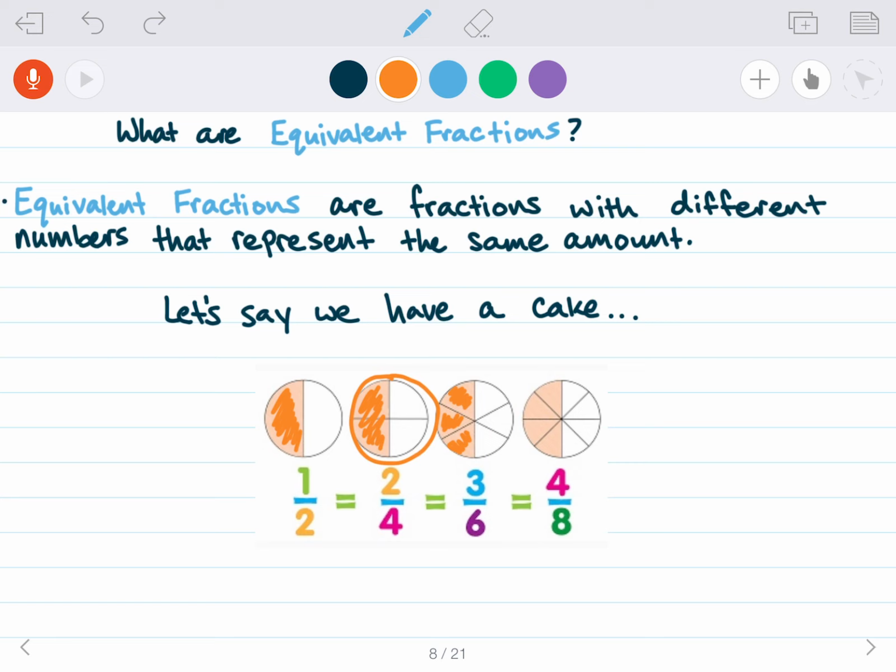And same thing on this last cake here. If we cut the cake into eighths, well then this amount, this half of the cake, can be represented as 4/8. So 1, 2, 3, 4 pieces out of the 8 pieces cut. So these are all equivalent fractions because we have the same amount of cake, but they're represented a little bit differently depending on the number of cuts that they have.